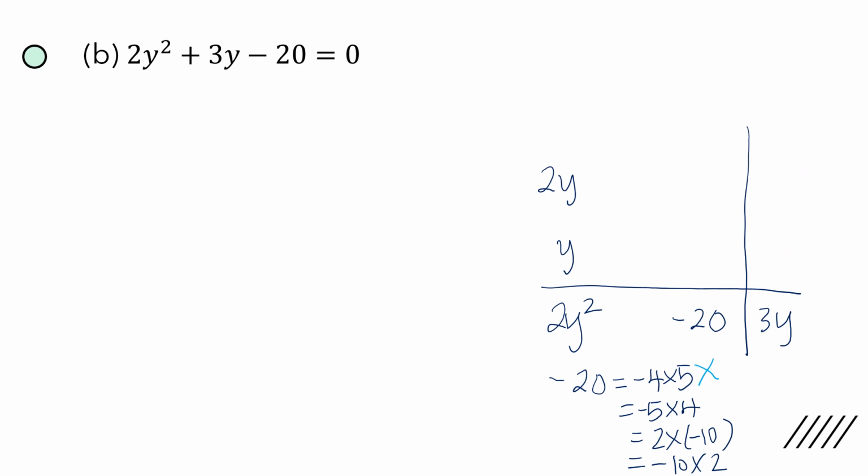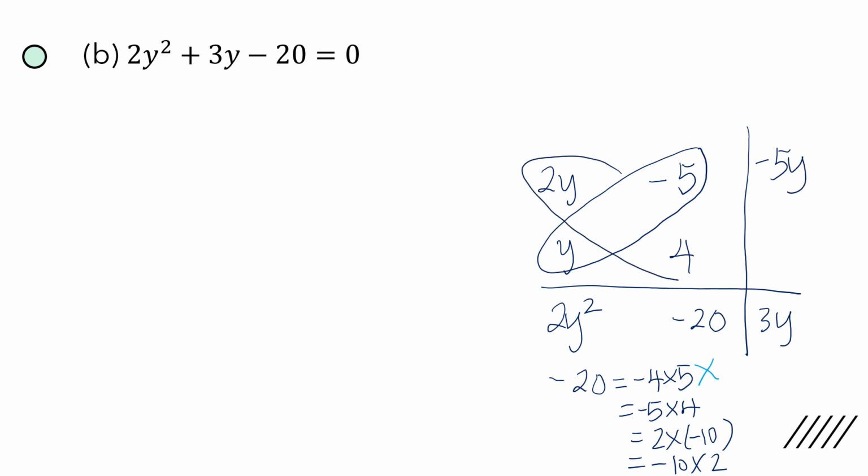So let's try the second combination. So the second combination is we're going to use negative 5 and 4. And let's see what happens. Right, so this and this will give me negative 5y. This and this will give me 8y. So 8y minus 5y will give me 3y. Okay, that's fine. The negative 5 times 4 will give you negative 20. Alright, 2y times y will give you 2y squared. Okay, so basically we're correct.